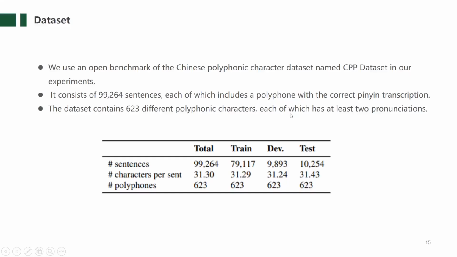Then the experiments. We use an open benchmark of Chinese polyphonic characters, named the CPP dataset, in our experiments. It consists of 99,000 sentences, each of which includes a polyphone with the correct pinyin transcription. The dataset contains 623 different polyphonic characters, each of which has at least two pronunciations. There are some details of this dataset.